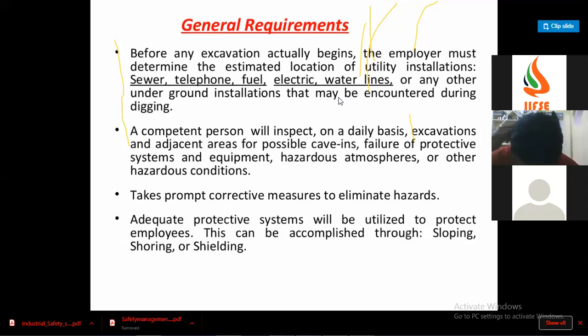Before starting the excavation, sir, tell me, sir. Hello. Yes, I can hear you. Actually, we are not able to hear you, sir. You're on a bad network. Network is here. Okay, sir. Okay. Fine.